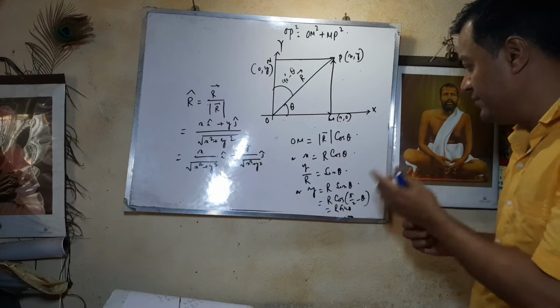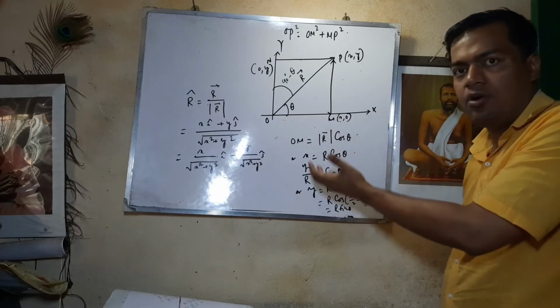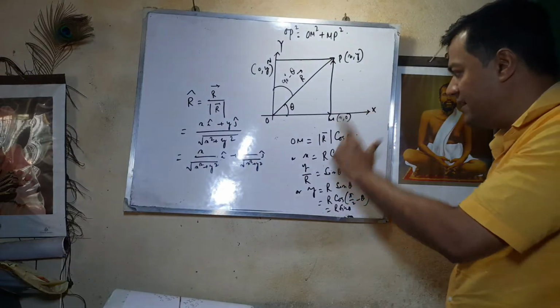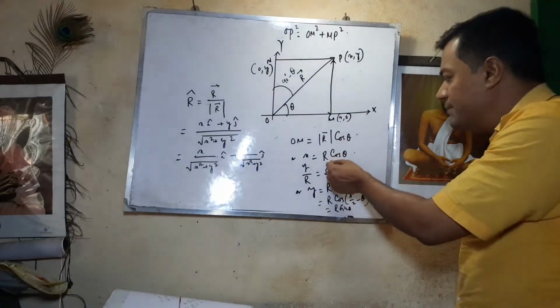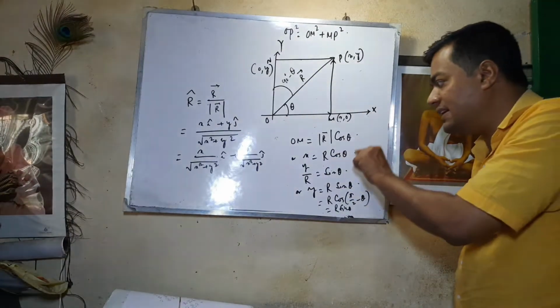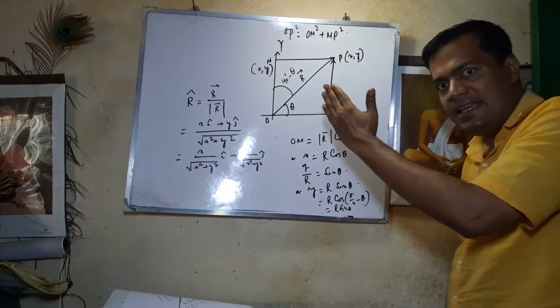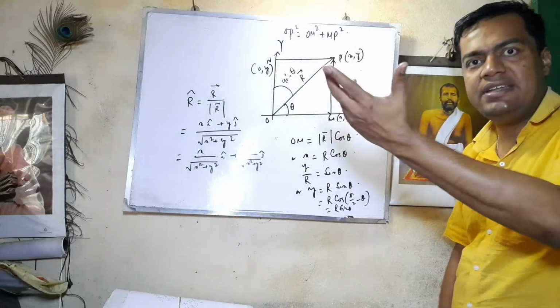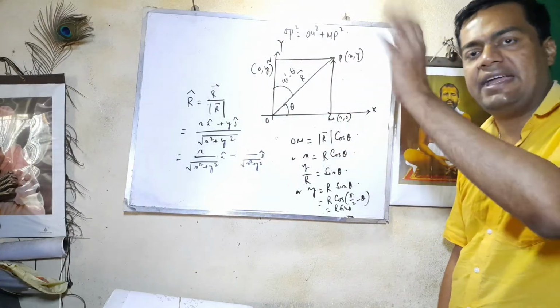That means a component can always be expressed, in two-dimensional rectangular Cartesian resolution of a vector, simply in the form of r cos theta, where theta is the angle between the vector and the particular direction along which the component is considered or taken.